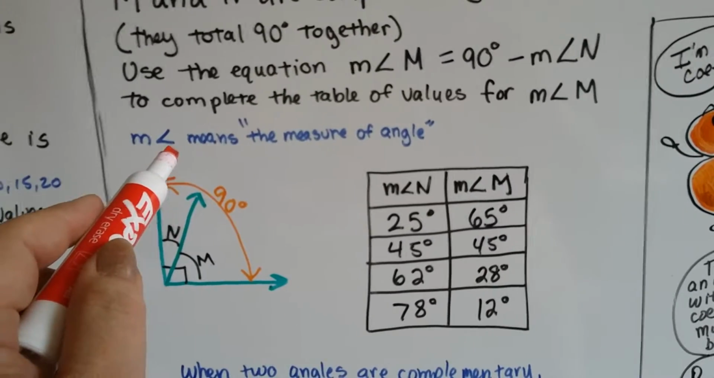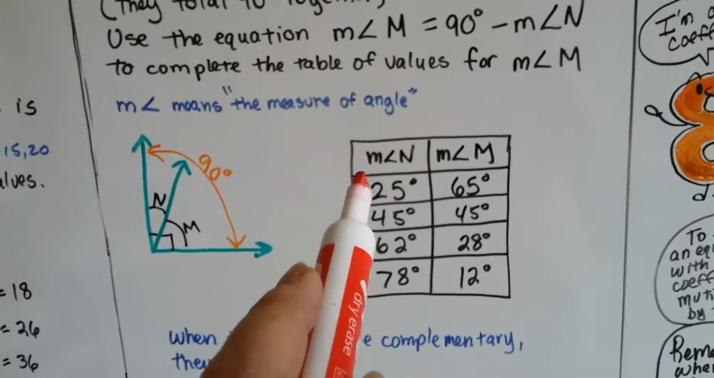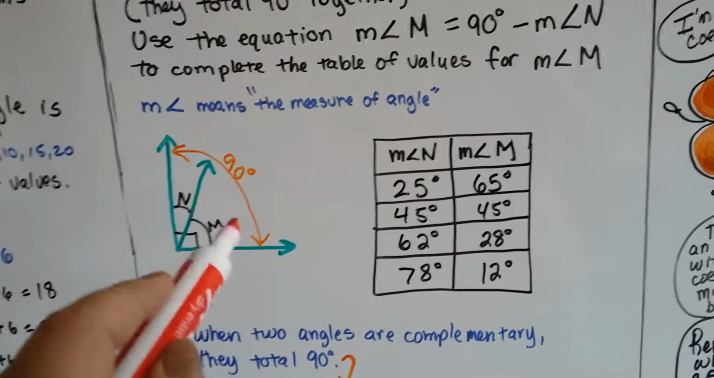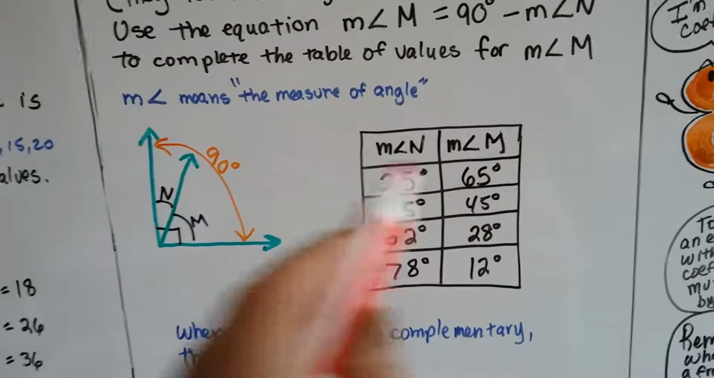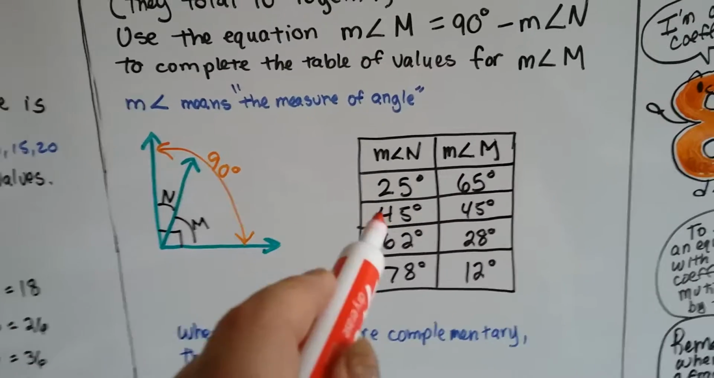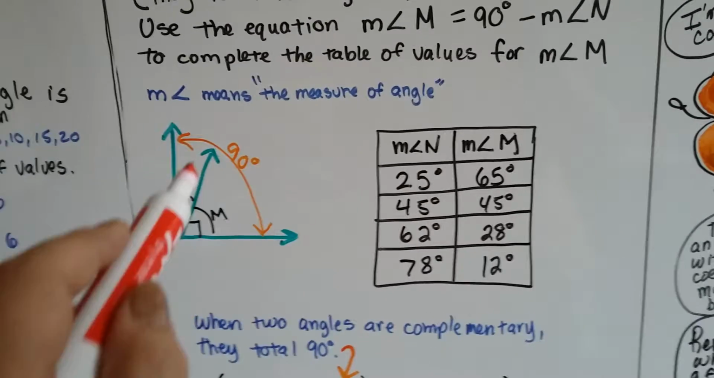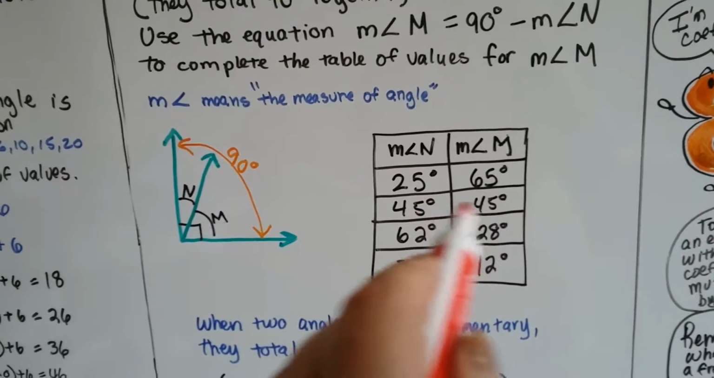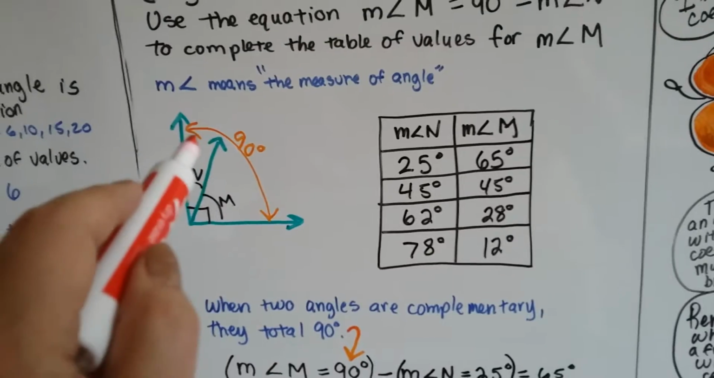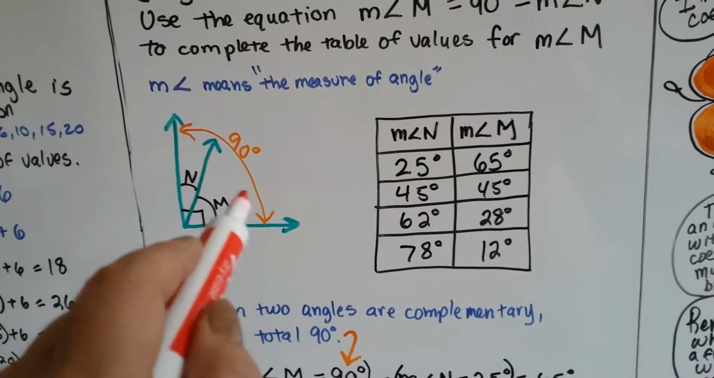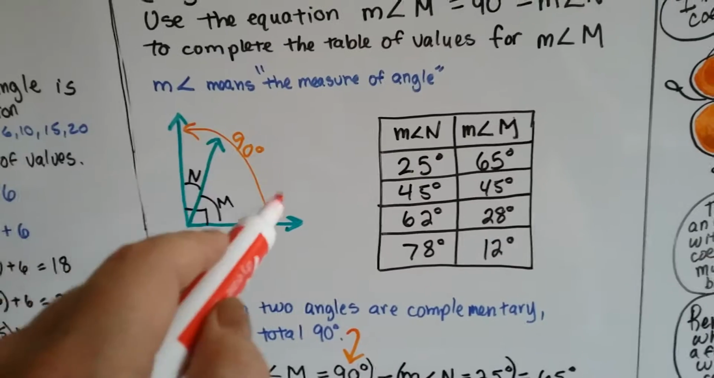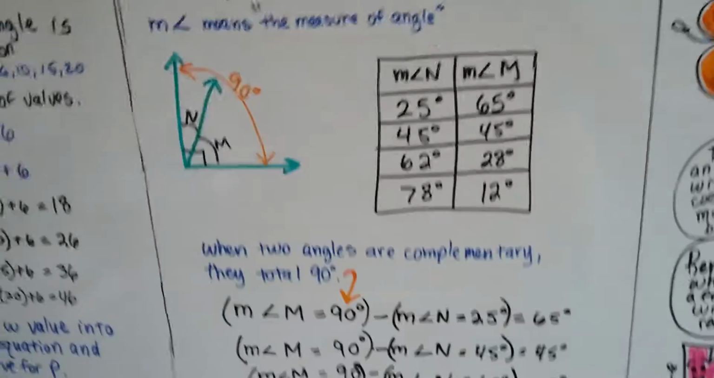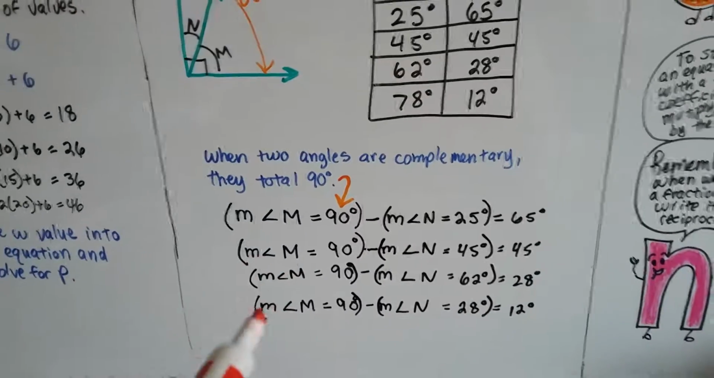So if the measure of angle N is 25 degrees, then what would this be? Well, it would have to be 65 because together they have to equal 90. If the measure of N was 45 degrees, what would this one be? Well, it would have to be 45 degrees also because 45 and 45 is 90. See? If N were 62 degrees, what would M be? It would be 28 degrees. They have to equal 90. If N were 78 degrees, M would have to be 12 so that they equaled 90. See? And when the two angles are complementary, they total 90.